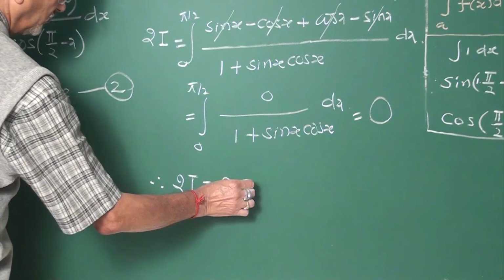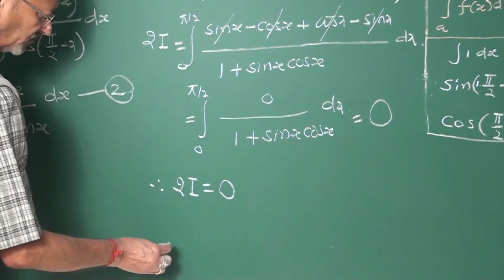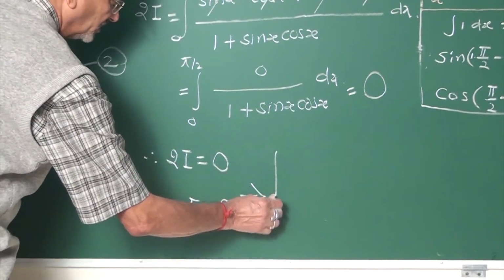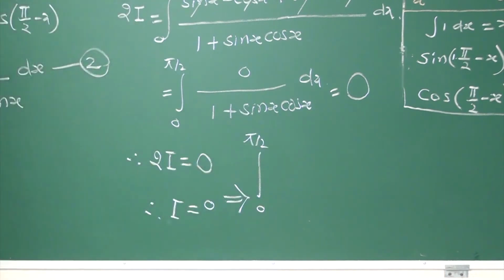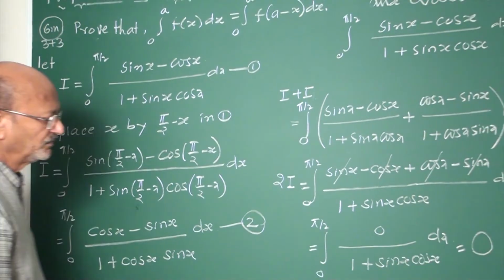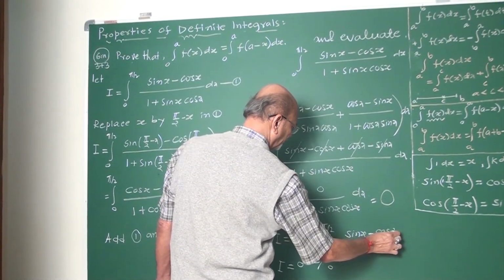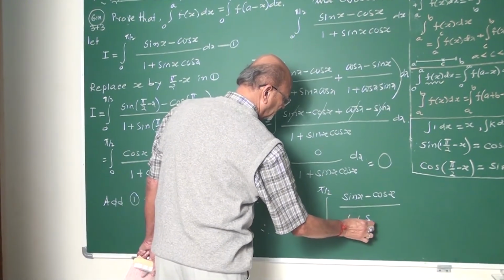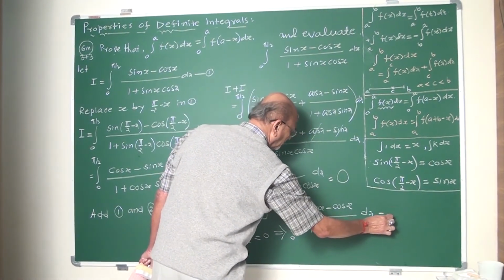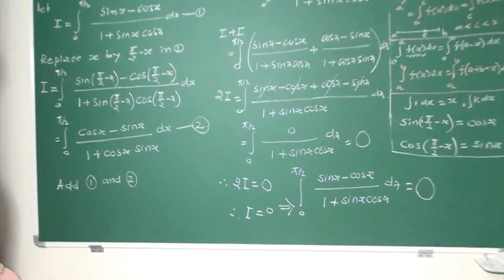2I is 0 means the value of I is 0. Therefore, my friend, I is 0. I is 0 means, what is the integral I? I is 0 to pi by 2. Tell me, what is I? So the value of this integral is what, my friends? 0. This is sin x minus cos x, denominator 1 plus sin x cos x, dx. This is what, my friends? 0.